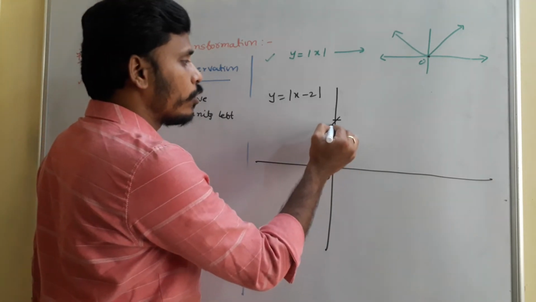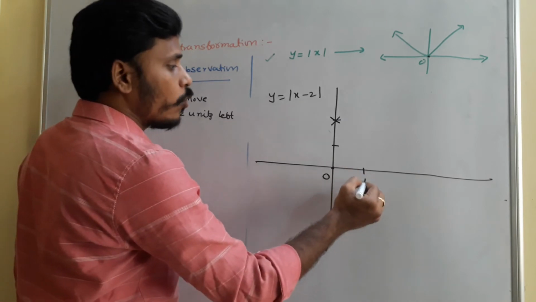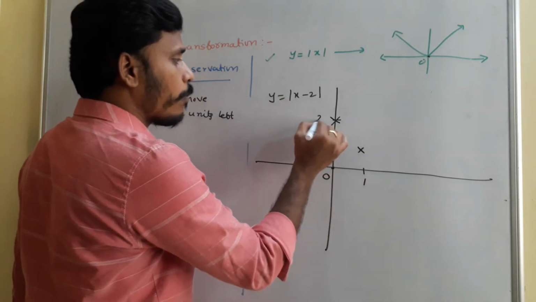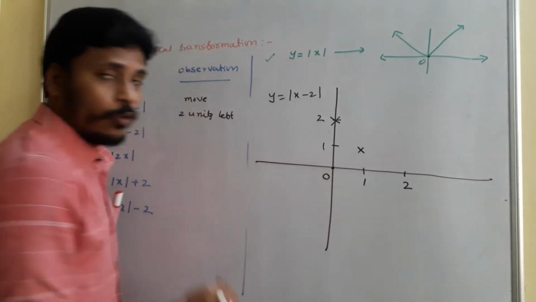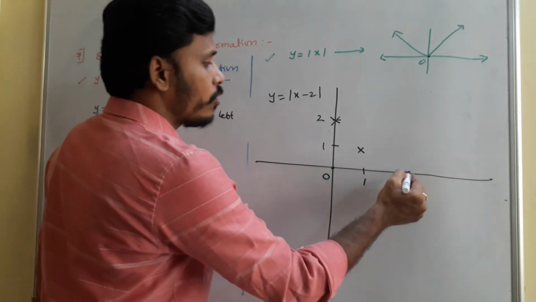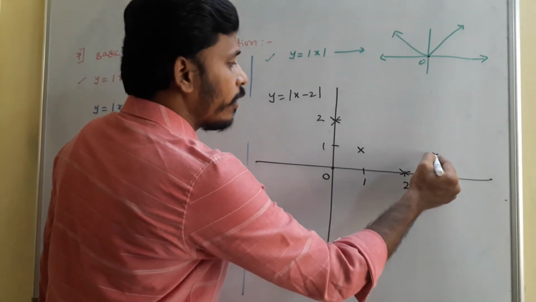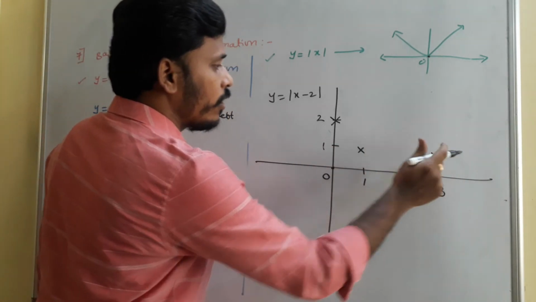So (1, 2) is one point. If x is equal to 1, 1 minus 2 is minus 1, and that is one particular point. If x is equal to 2, 2 minus 2 is 0. This is one point. If x is equal to 3, 3 minus 2 is 1. Again, x is 3, y is 1. This is the point.